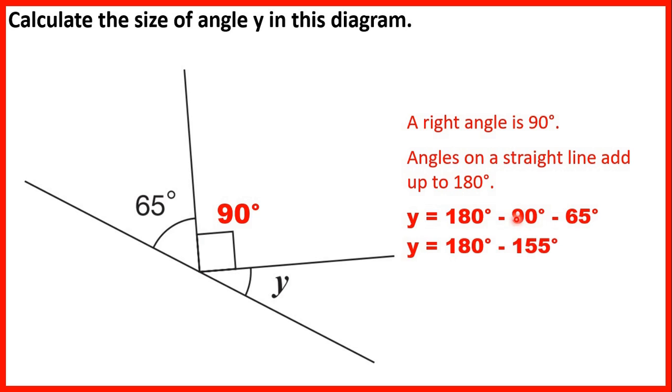So sometimes if you're subtracting and then subtracting again, it's easier just to add up what you're subtracting. And then 180 minus 155 is 25. So angle Y is 25 degrees because we have angles on a straight line, and 65 plus 90 plus 25 gives a total of 180.